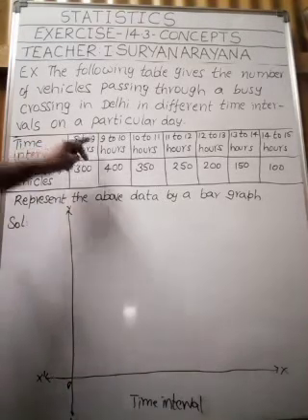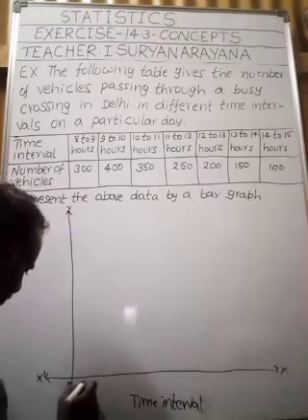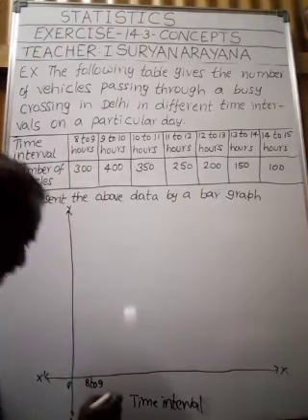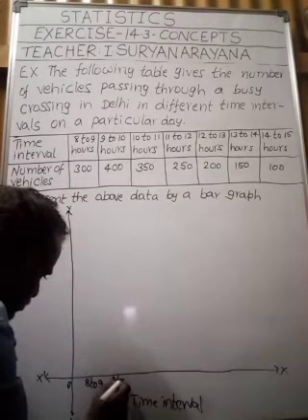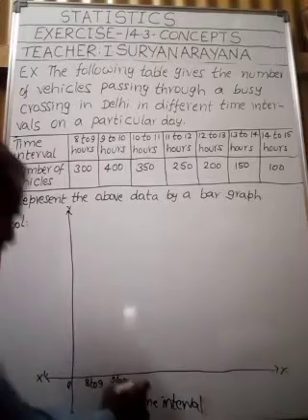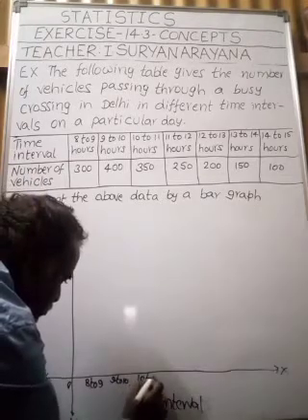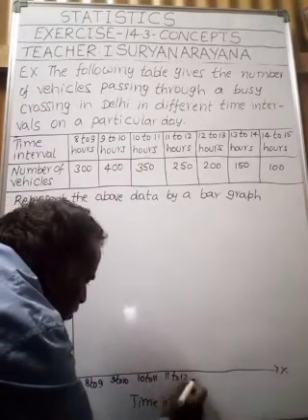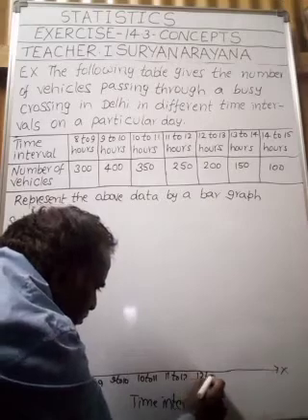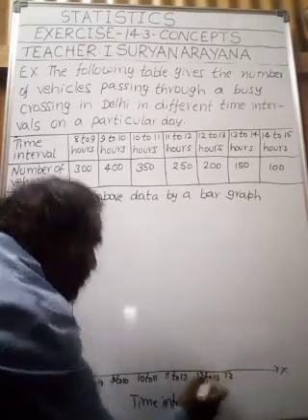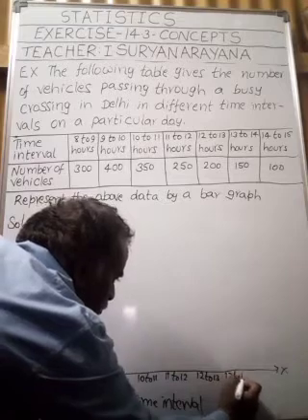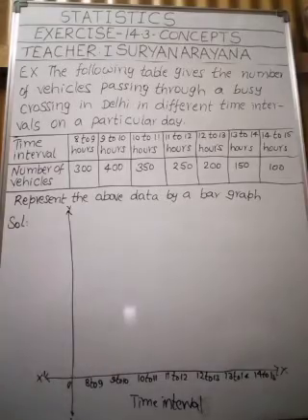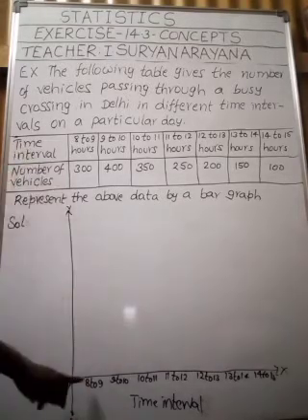What are the time intervals? 8 to 9. Next 9 to 10. Next 10 to 11. Next 11 to 12. Next 12 to 13. Next 13 to 14. Next 14 to 15. Like this we have taken these values, the time interval, on the x-axis.